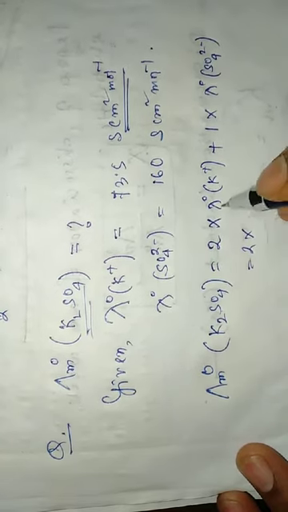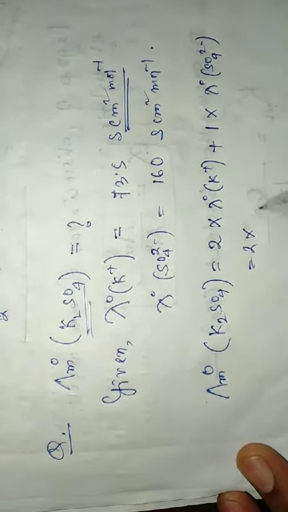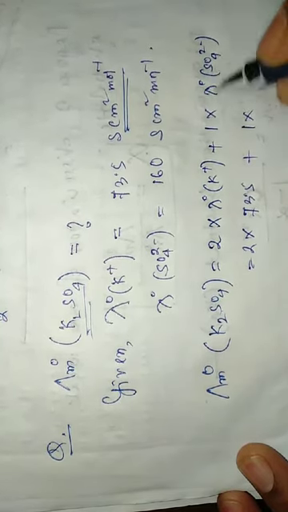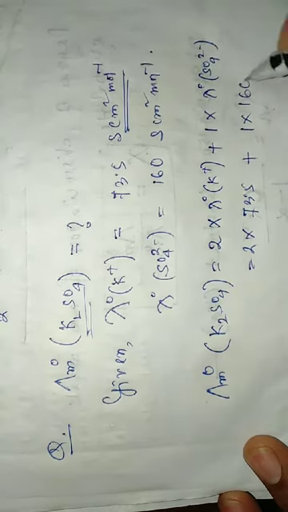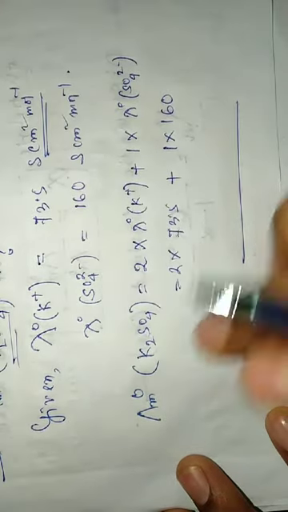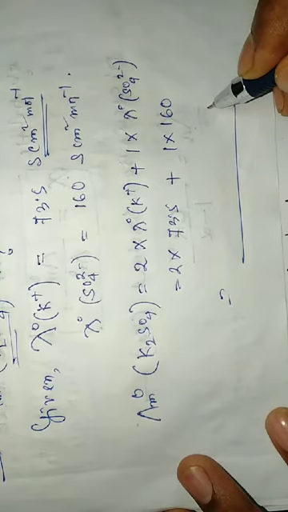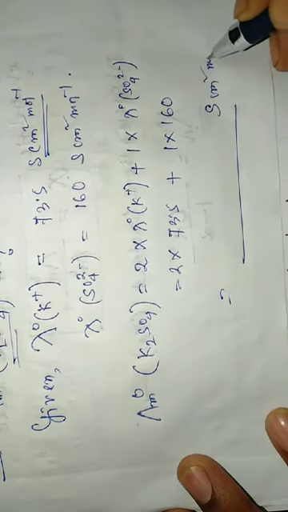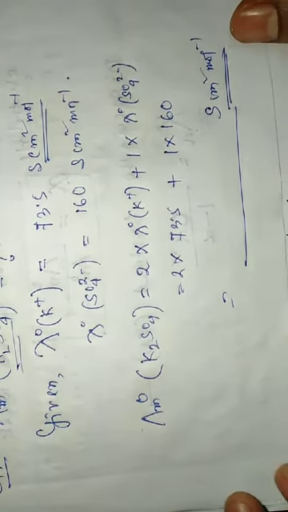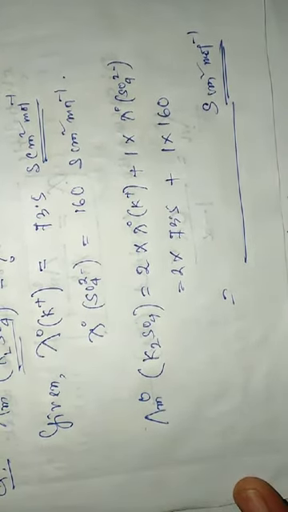So 2 into the limiting molar conductivity for the potassium ion given in the equation, how many? 73.5, plus the limiting molar conductivity for the sulfate ion given in the equation, 160. So after the calculation you have the limiting molar conductivity for potassium sulfate in which unit? Siemens centimeter square per mole. Siemens centimeter square per mole is the unit of molar conductivity.